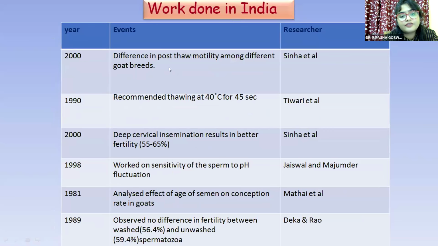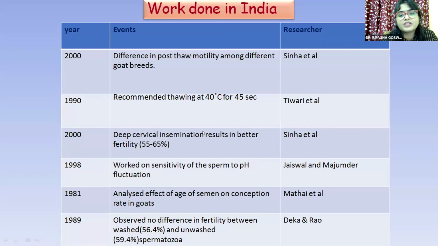In the year 2000, differences in post-thaw mortality among different goat breeds were reported. In the year 1990, thawing at 40 to 45 degrees for 45 seconds was recommended. And in the year 2000, deep cervical insemination resulted in better fertility, that is 55 to 60%. In the year 1998, work was done on sensitivity of the sperm to pH fluctuation. In the year 1981, the effect of age of semen on conception rate in the goat was analyzed. In the year 1989, no difference in fertility was observed between washed and unwashed spermatozoa.